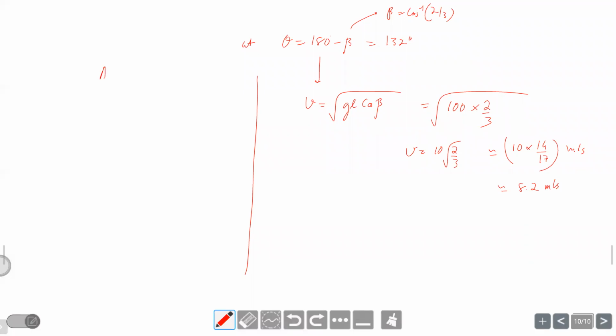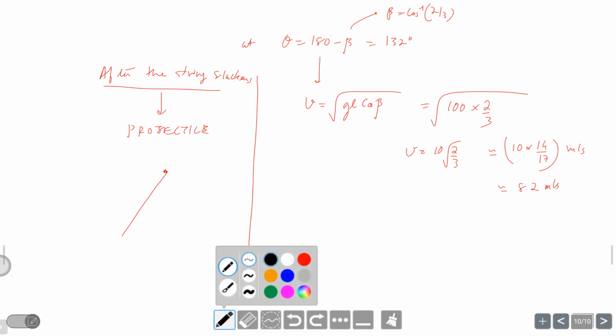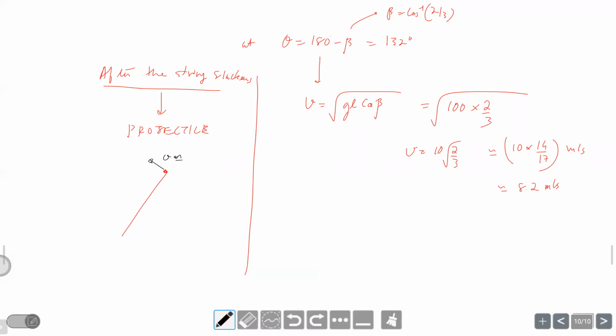After the string slides, what is the motion here? It's a projectile, because in terms of force only gravity acts, because tension is gone. So it has this speed v, which is approximately 8.2 meters per second, and you see that this angle will also be the same. So from here it goes into a projectile.